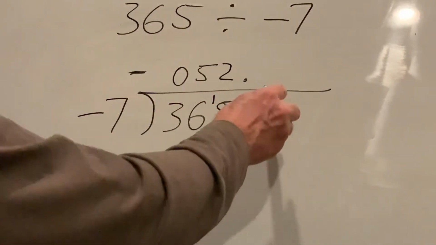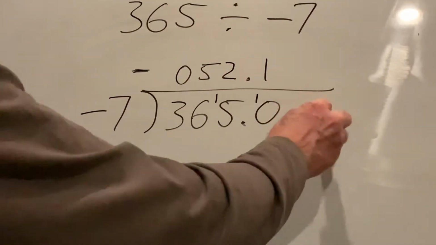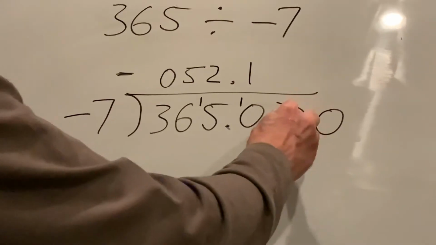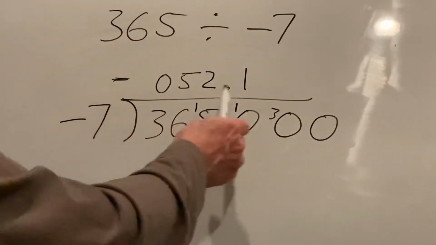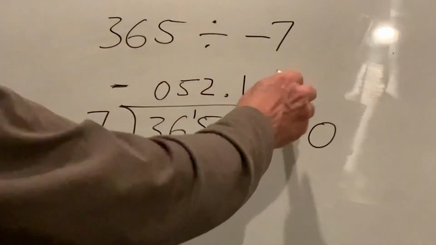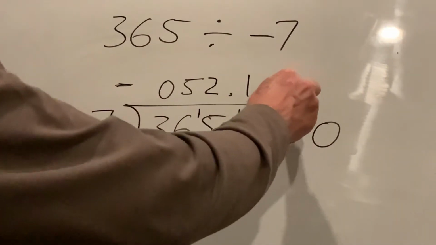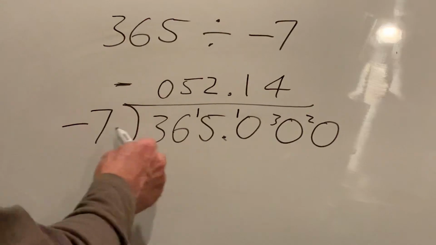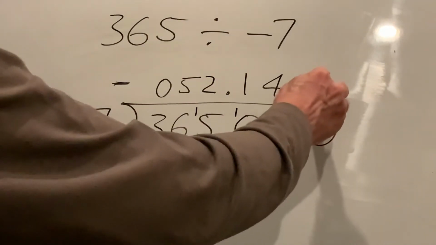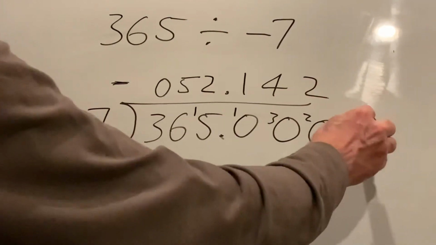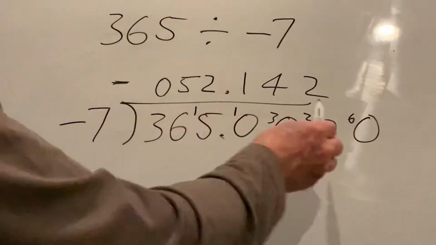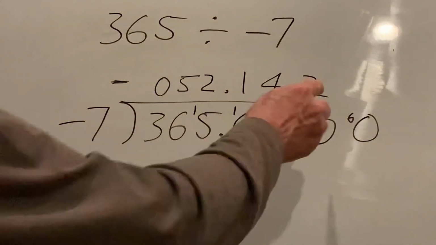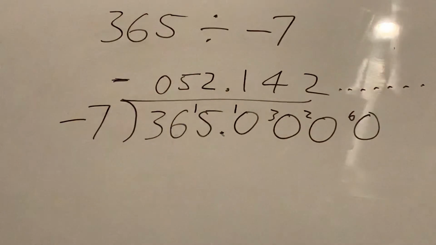7 into 10 goes 1, and there's 3 left over. 7 into 30 goes 4, because 4 sevens are 28, and there's 2 left over. 7 into 20 goes only twice, and there's 6 left over. 2 sevens are 14, and then 6, and so on and so forth. So we get this long answer.